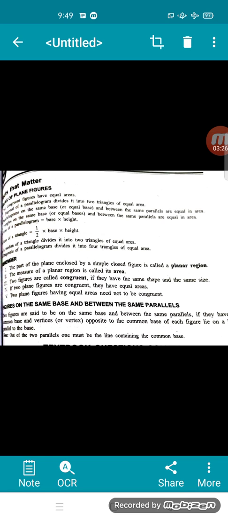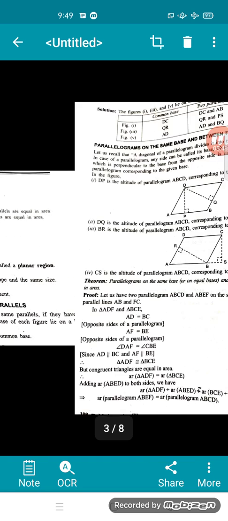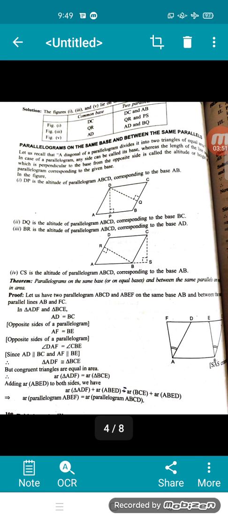These points are summarized. Now, figures on the same base and between the same parallels. Two figures are said to be on the same base and between the same parallels if they have a common base and the vertices opposite to the common base of each figure lie on a line parallel to the base. Now let us go to the next page.